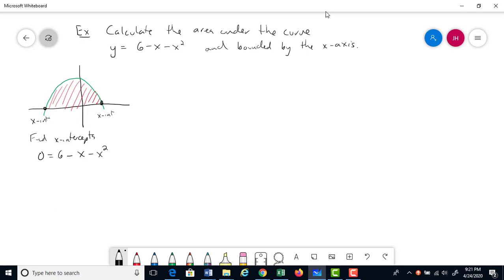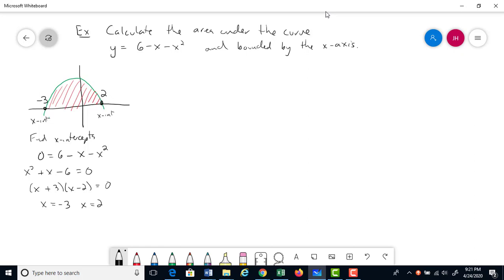So I don't like negative x squared, so I'm going to send everything to the other side, and then I'll factor it. So this is going to be x plus 3, because to be a positive 1 it has to be plus 3, and then x minus 2 is equal to 0. So I get x is equal to negative 3, and I get x is equal to positive 2. So this is negative 3, and this one's positive 2. So now I can find that integral.